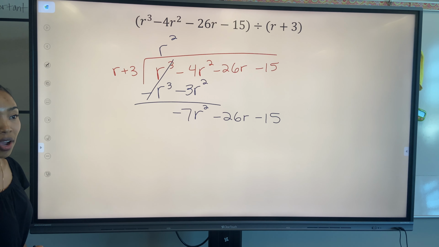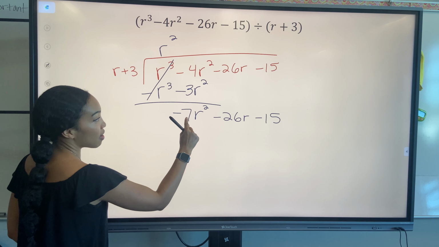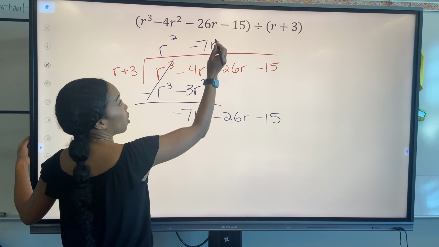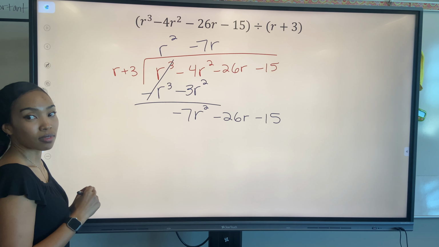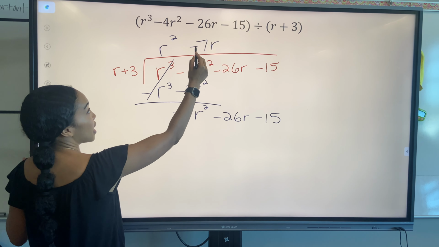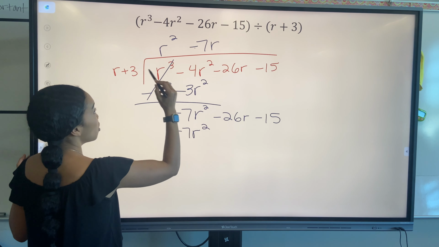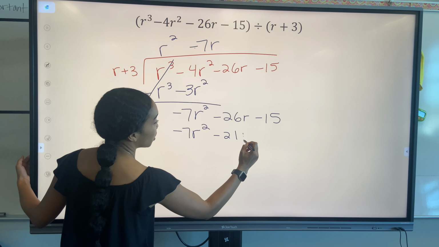We're going to repeat the process. R times what is -7R squared? -7R. Now we multiply. R times -7R is -7R squared. 3 times -7R is -21R.